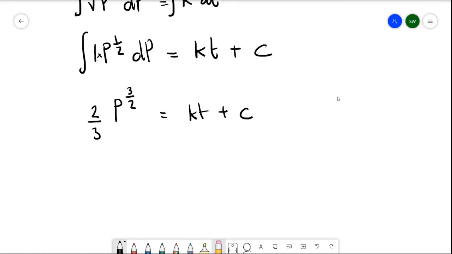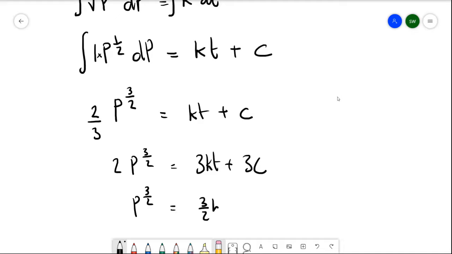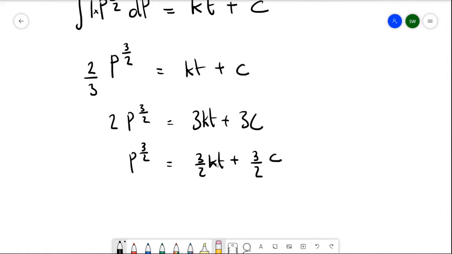At this point, we can times through by 3 and divide by 2. So our next job is to find out what the values of C and k are.